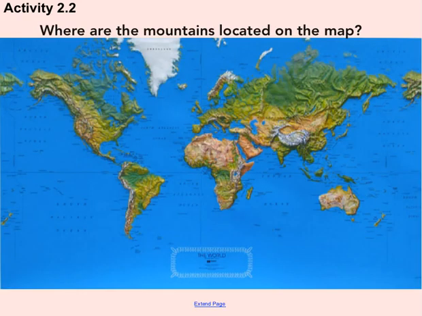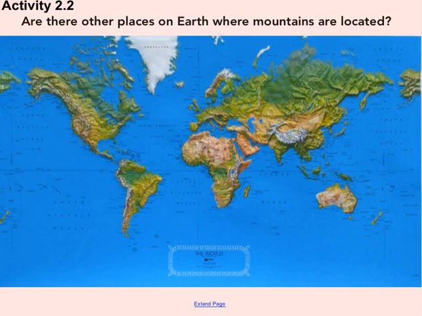So let me ask you this question. And I've already asked you this once in the unit. Where are the mountains located on the map? And you probably said a lot of them are located along the coast. It's where, and you are starting to figure out, it's where the plates are interacting. But is this the only place that you see mountains? Well, that's the only place you see them on land.